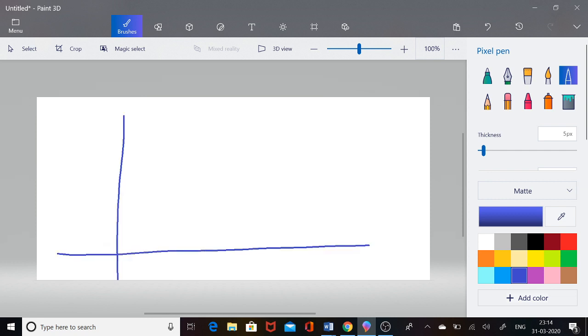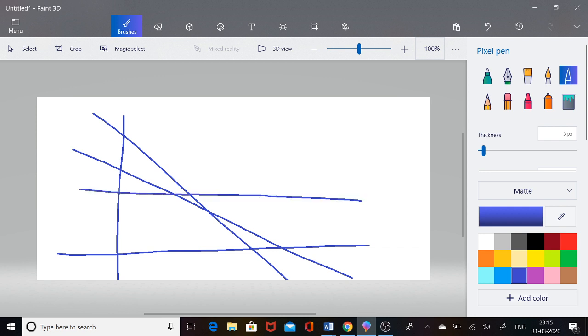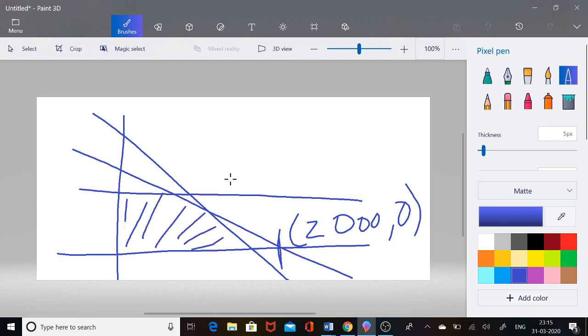Like this, you'll be getting the graph. Three lines are there. This is the first line, and the second and third lines you'll get like this. This is 2000 comma 0 over here, because your feasible region is this, for the three points. So 2000 comma 0 is outside. So the fourth answer has to be D.